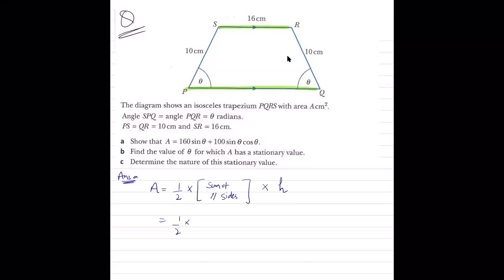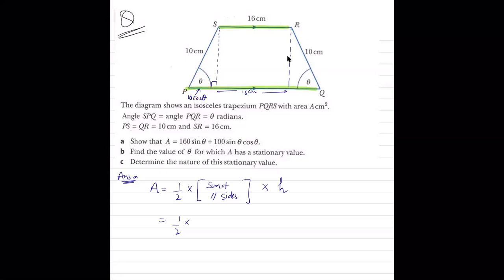So if I drop a perpendicular line over here, I know it's going to break the trapezium into a rectangle and two right angle triangles. This length is still going to be 16 centimeter. But what about this length? This length can be found using trigonometry. It's going to be 10 cos theta. So cos theta is equal to this length upon the hypotenuse, that is 10. If you cross multiply, this length is going to be 10 cos theta.